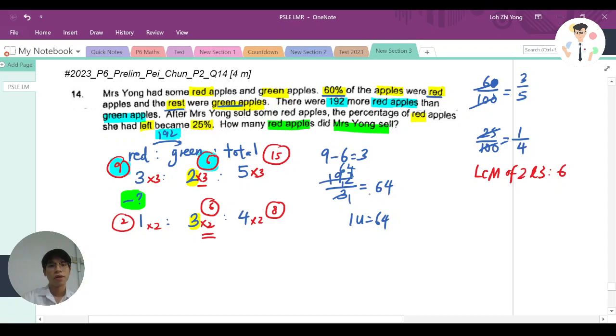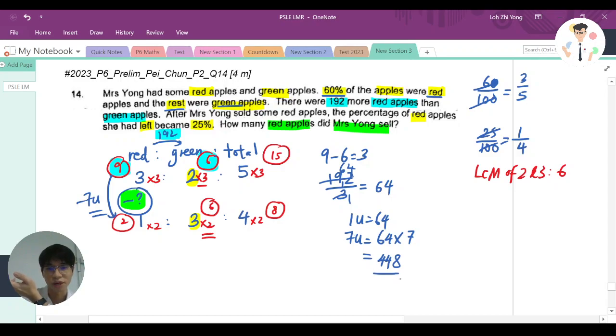Okay? Now, you look at here. 9 becomes 2. It decreased by how many units? By 7 units. So if 1 unit is 64, 7 units will be what? 64 times 7. So the answer will be 4, 4, 8. Okay? Because 7 units, right, decreasing. So here will also be 7 units, which is 4, 4, 8. And you are done for this part. Okay? So let's move on to the next part.